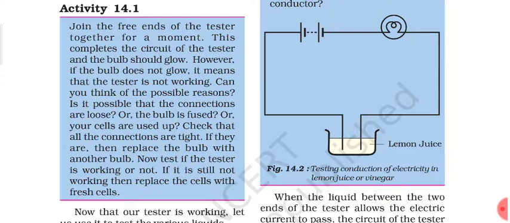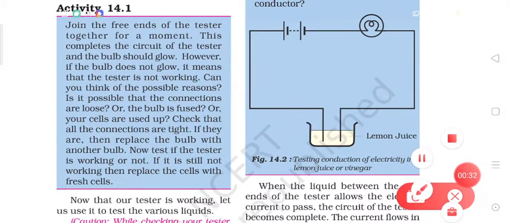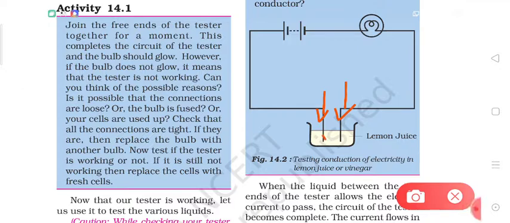We discussed this activity that we will dip the two ends of the tester into the lemon juice and an electric circuit will be completed because lemon juice will allow the flow of electric current through it. In this way the circuit will get completed and the electric current will start flowing from one direction to another direction. When the electric current passes through the filament of the bulb, it will become heated because of the heating effect of electric current, and when the filament becomes heated it will start glowing.